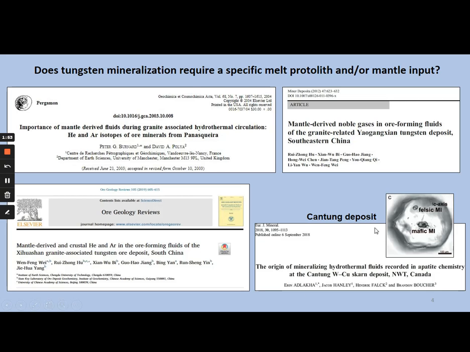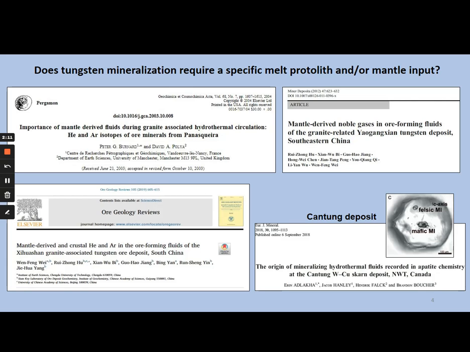So this photo here is from Adlakha et al. 2018, and it shows a mafic melt inclusion in apatite from a monzogranite pluton that is associated with the Canton deposit.